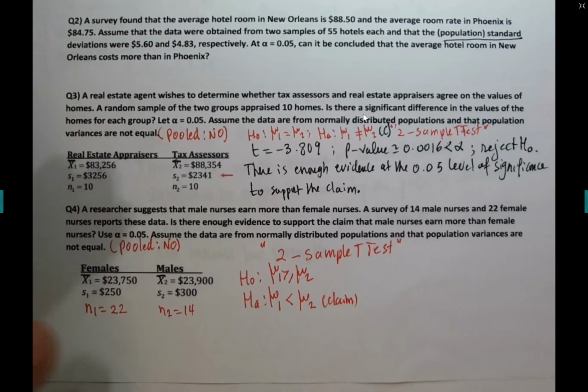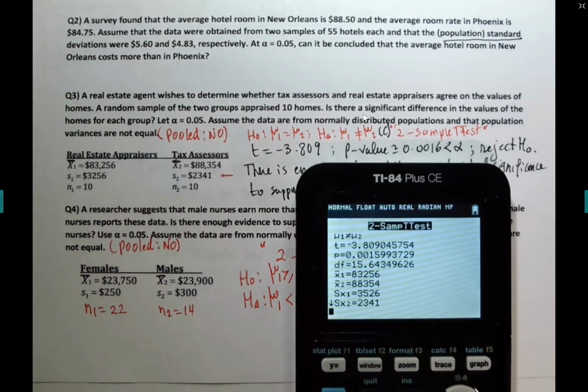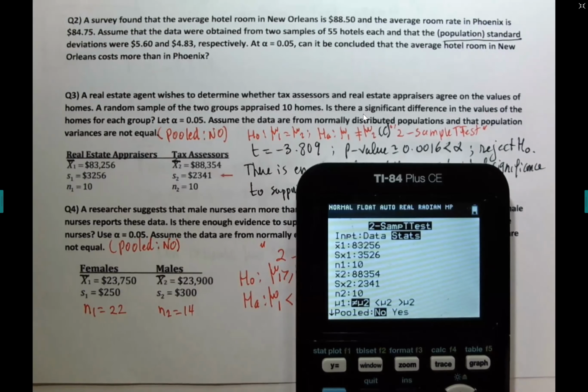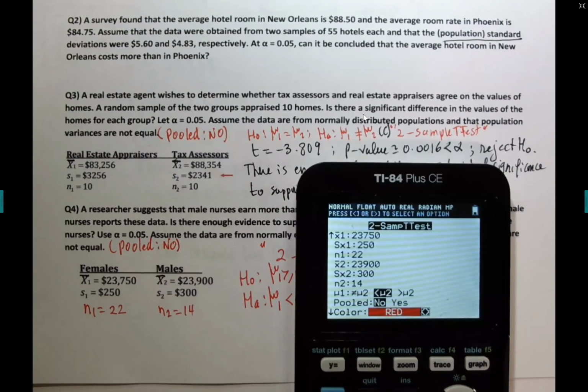Okay, and it's a 2-sample t-test, guys, and watch. Stat, 2-sample t-test. X1 bar, 23,750. I think nurses make a lot more than that. S1 is $250, and n1 is 22. So these are the females, guys. Now the males. 23,900. S2 is $300. And 14 male nurses. And we want to check if females make less than males. So less than. And pooled is no, guys, right here.